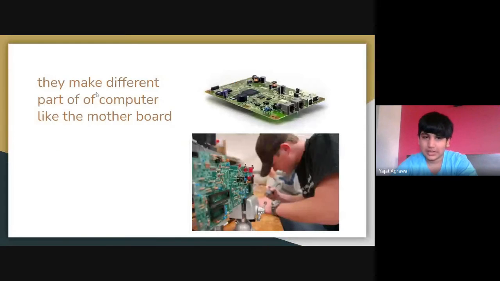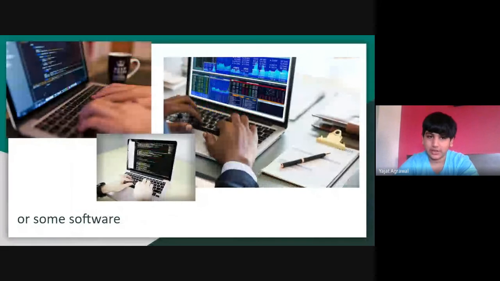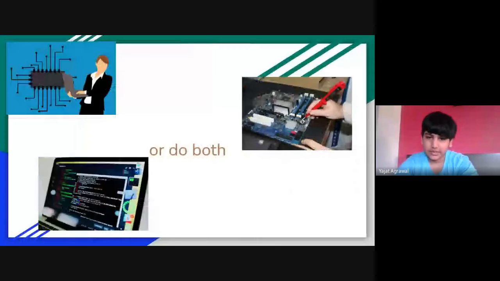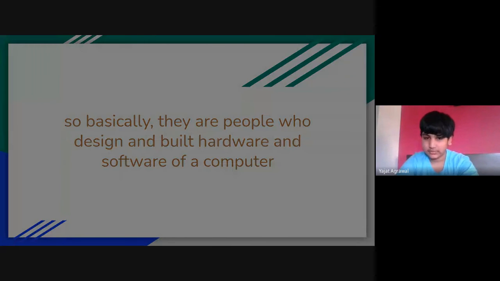So they make different parts and hardware of the computer, like the motherboard. They will work and make the motherboard as efficient as possible by designing it. It is too technical to explain how it is designed, but they do it through their education. Or they design the software, the work and all the instructions. But they also do both sometimes, especially people who work on computer robots. They work on both the software and the hardware. So basically, they are people who design and build the hardware and the software of the computer, the physical parts and the instructions in the computer. Thank you.